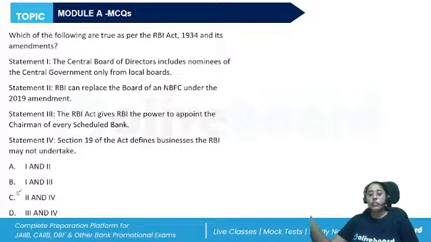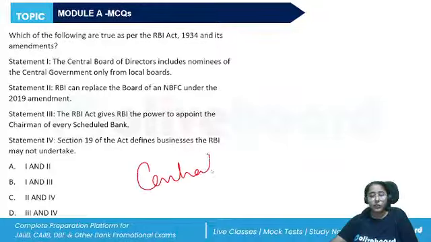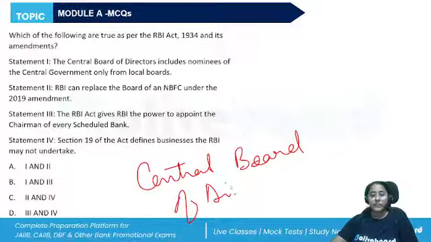The RBI Act of 1934 was enacted primarily to regulate the issue of banknotes and keep reserves, to ensure and secure monetary stability. If you remember, we discussed the general superintendence and direction of the affairs and business of RBI. They have been given to the Central Board of Directors. What is the composition of this board?